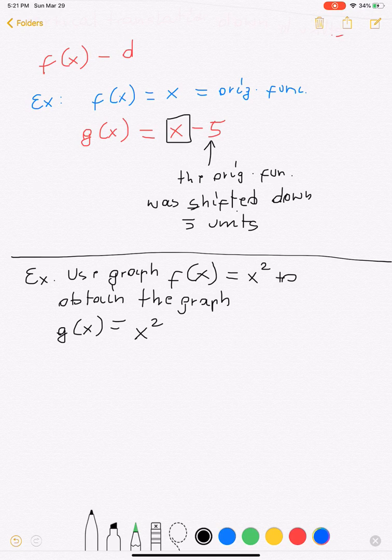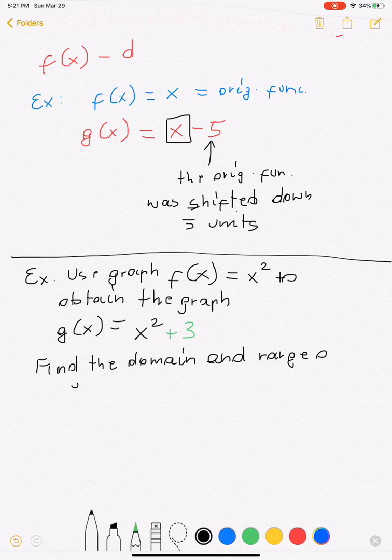So like you see, g of x looks like the original function. The only change that we see is that plus 3. And what we'll need to do is find the domain and range of g of x.